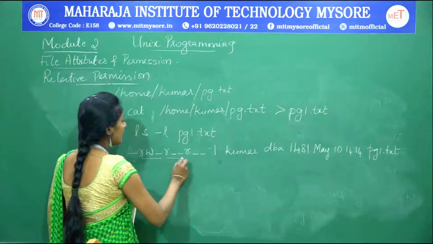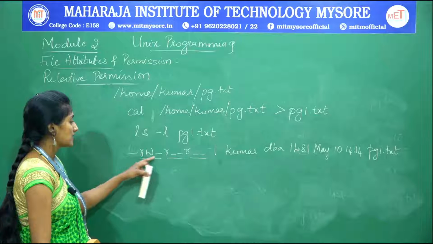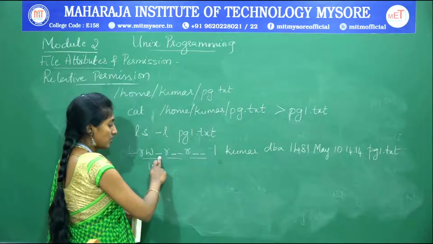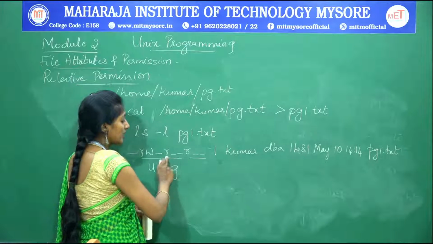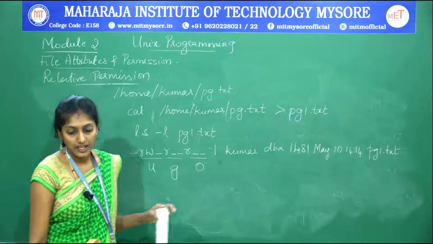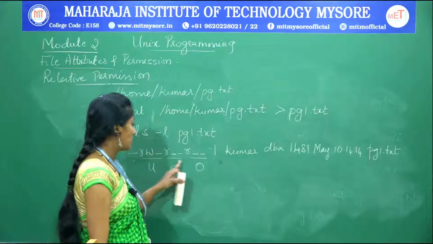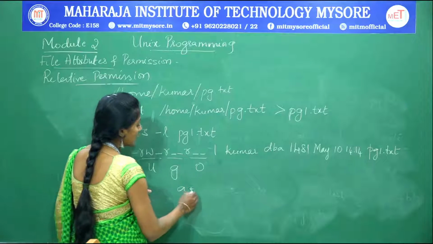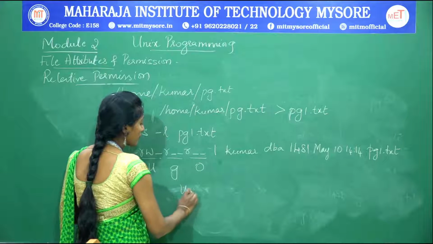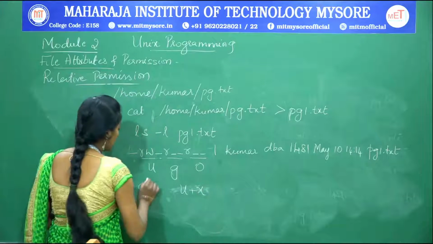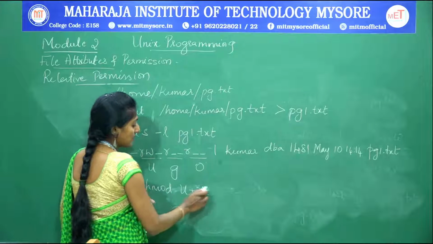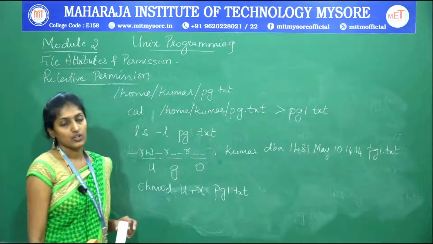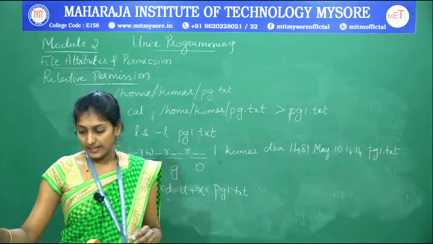As you can see here, the file permission for all the three categories of user has been assigned this way. For the owner only read and write, whereas execute is not provided. For group only read, and for others only read permission has been assigned. If you want to assign execute permission for user, group and others, you can give a plus x, or if you want to provide it only for user you can give u plus x, that is chmod u plus x followed by the file name pg1.txt. So this is how you give the permission using the relative mode.